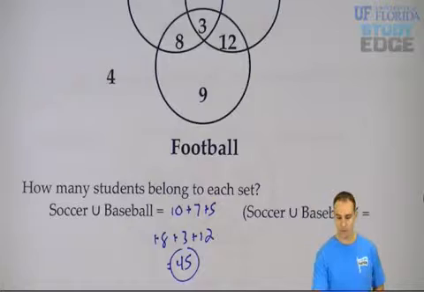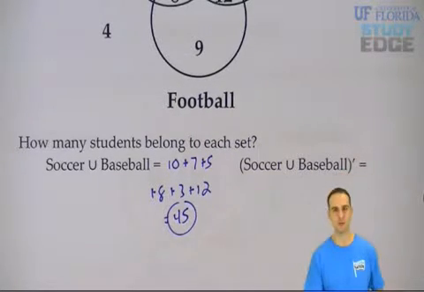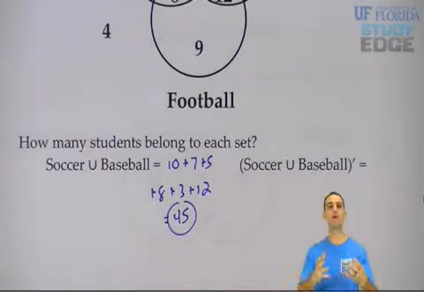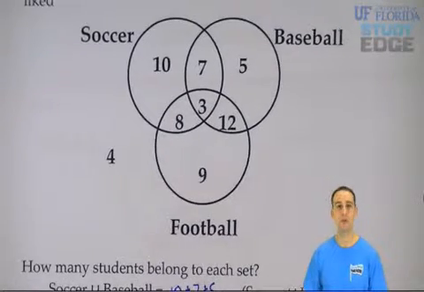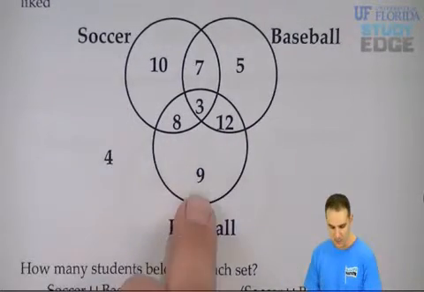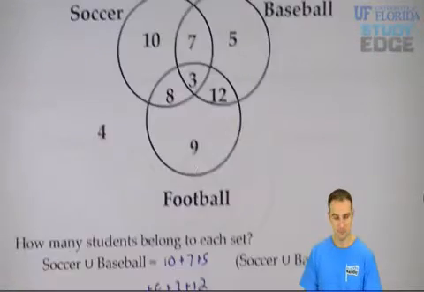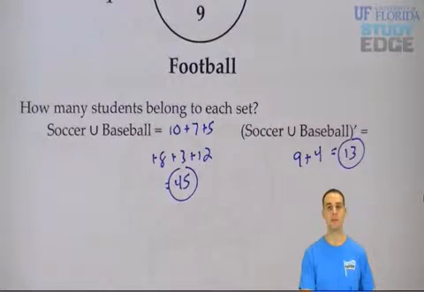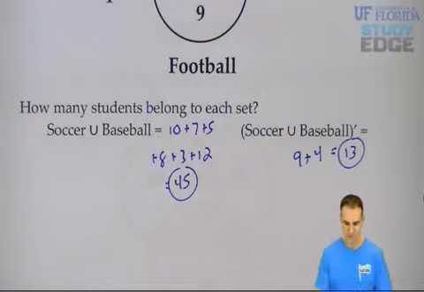This next question, though, is soccer union baseball again, but we want everything that is not in those 2 circles now. So what is not in the circles of soccer and baseball? It would be the number 9, football, and the number 4. So here we have 9 plus 4, which equals 13. So that's everything not in the union of soccer and baseball.